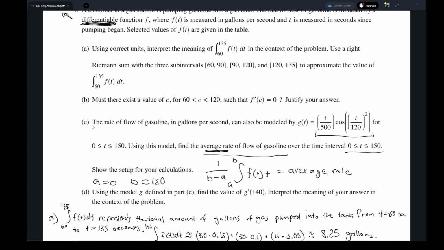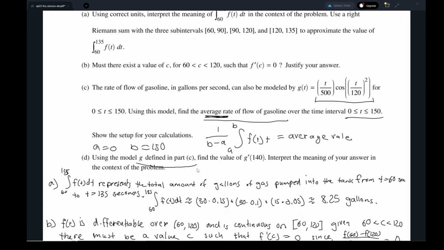It's going to ask us, using the model of G defined in part C, so we're going to be using this function that they gave us, find the value of G prime of 140 and interpret the meaning of your answer in the context of the problem. So it's going to ask us to differentiate this, or find the derivative of this, and then plug 140 into that derivative. Thankfully, this is the calculator section, so you don't actually need to derive this by hand.